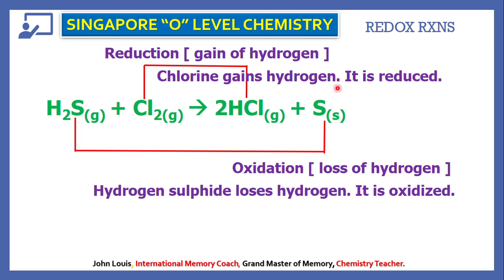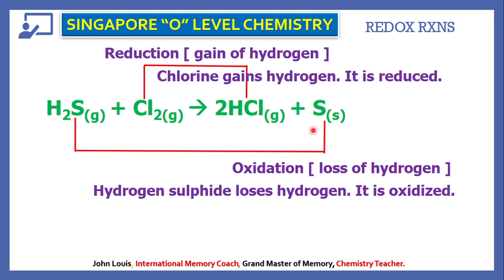Hope you understood this. So in the previous video we based it on oxygen. Here we are learning it based on hydrogen. Gain of oxygen is oxidation, loss of oxygen is reduction. But based on hydrogen it is just the reverse. Gain of hydrogen is reduction, loss of hydrogen is oxidation.